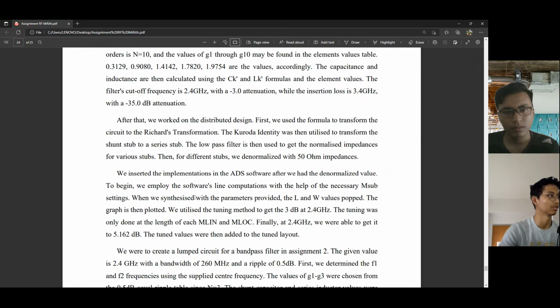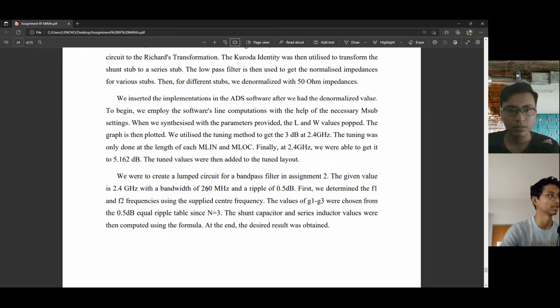After that, we continue on the distributed design. We use the formula to transform the circuit, and then we utilize the Kuroda identity to transform the shunt stub to a series stub. And then the low pass filter is used to get the normalized impedance from the start. Then we denormalize with 50 ohm impedance. Next, we implement it in the ADS software using the denormalized values.